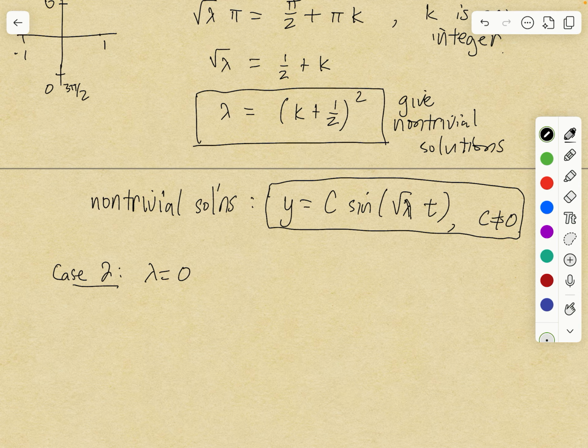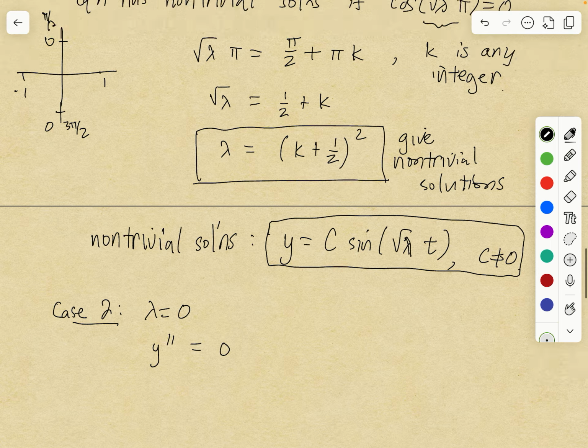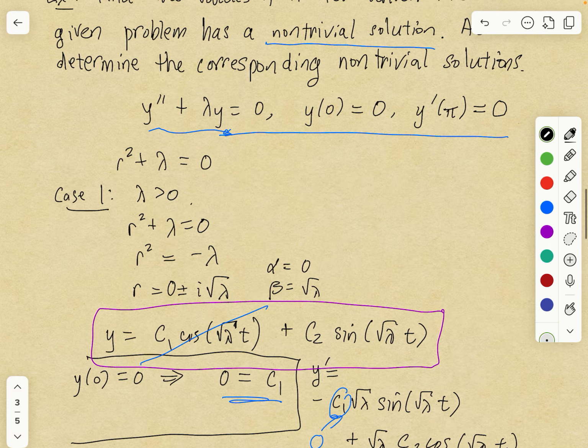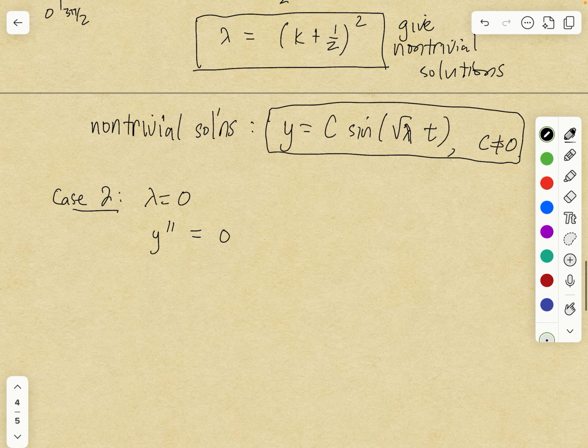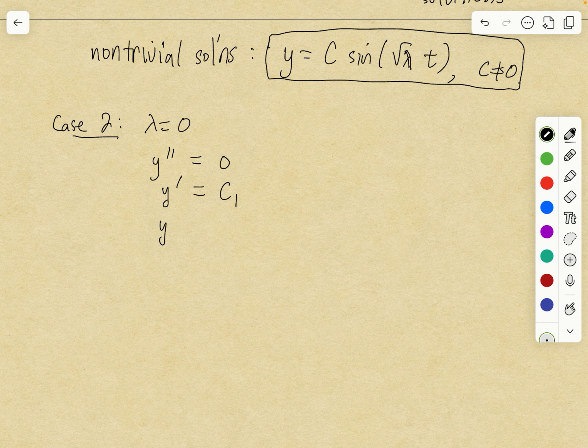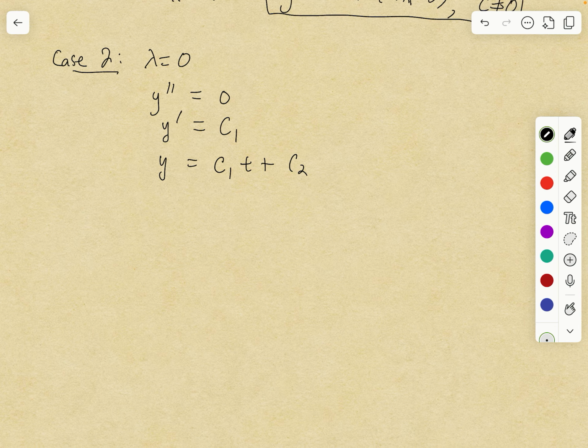So when lambda is 0, then you just get y double prime equals 0, right? Because we're plugging in lambda equals 0 into this differential equation. You just get y double prime plus 0 y equals 0. That's just y double prime equals 0. Well, that's easy to solve. You just take the antiderivative twice. So y prime is a constant, because the derivative is 0. And then you take the antiderivative again. So when you integrate the constant, you get the constant times t plus another arbitrary constant. So the solution is C1t plus C2.